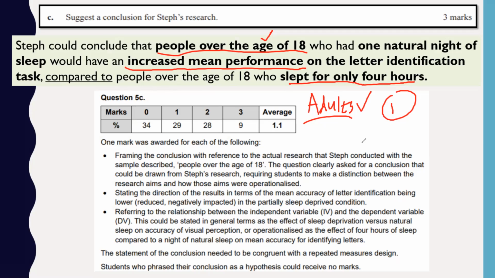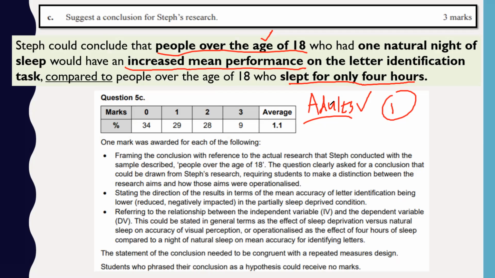Number 1, you need to include the sample of the study, whether that's the adults, whether that's people over the age of 18. Okay, that is 1 mark. Number 2, you have to mention some kind of a direction of effect. Direction of effect means you have to say, okay, with reference to the DV, does the DV increase? Does it decrease? What happens to the actual mean performance of letter identification from these results that were obtained? And number 3, you obviously have to talk about the relationship between the IV and the DV.